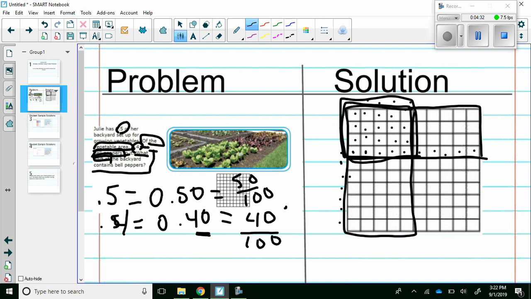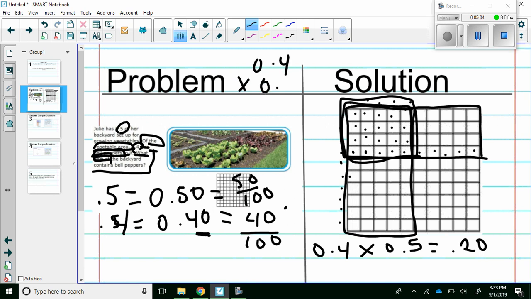To solve this, to see if I'm right, I would use the multiplication problem of 4/10 times 5/10 to equal 20 hundredths, or 2/10 of her yard would be bell peppers. Let's check my work.